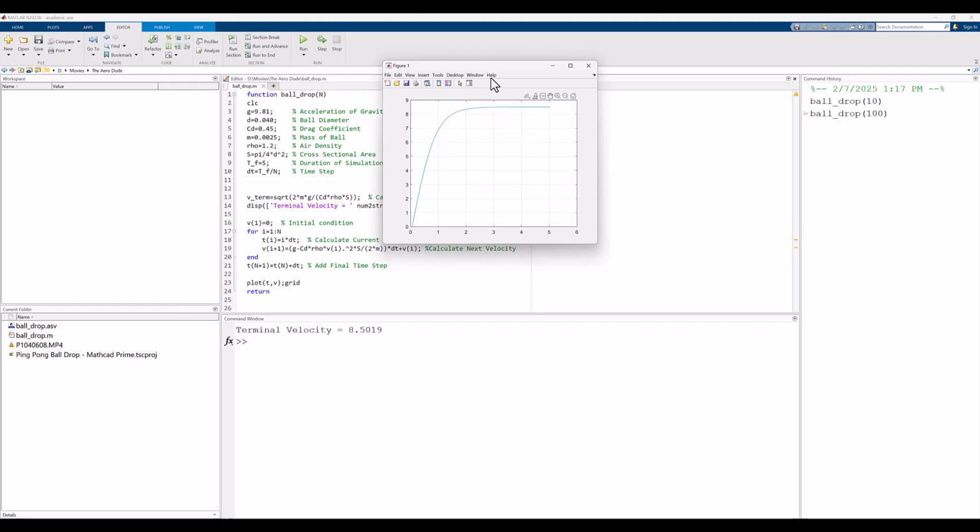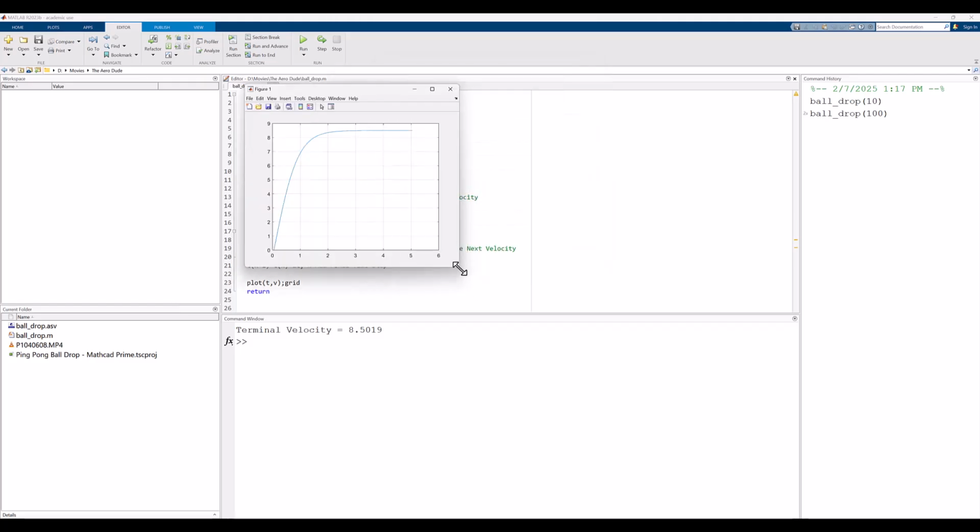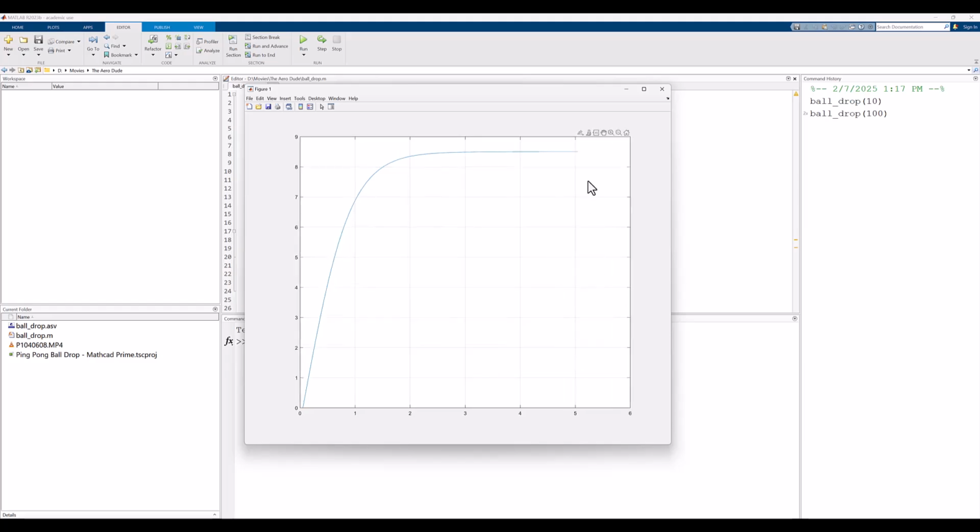Now we're up to 5 seconds on the simulation. And let's hit that data tip right now. Oh, look at that. 8.50185, and terminal velocity is 8.5019. So I'm pretty much there. So there you go. This worked.